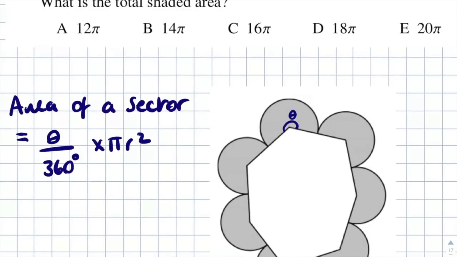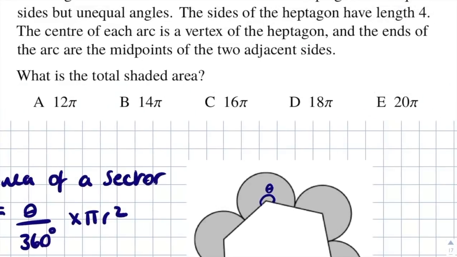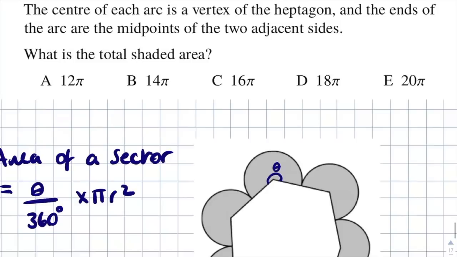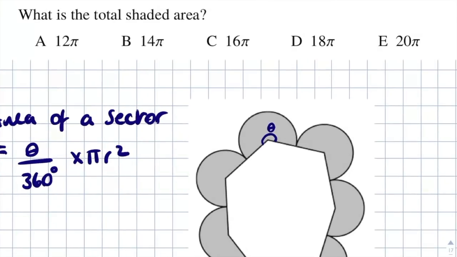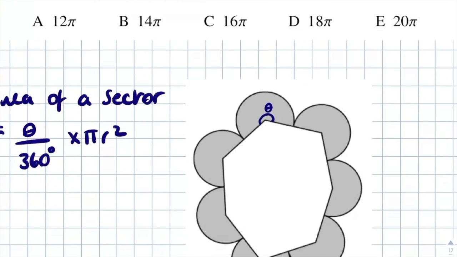First of all, we're told in the question that the heptagon has equal sides but unequal angles. So all of its interior angles are completely different. But we can still work out what the sum of those interior angles is going to add up to. So I think the best way to do this is to work out how many triangles we can find within this heptagon.